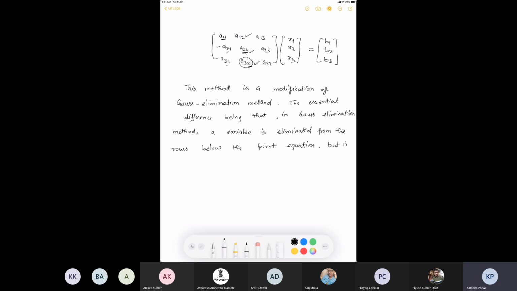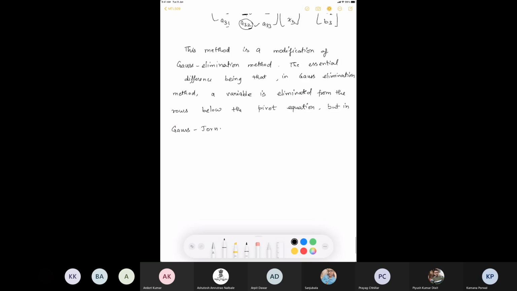But in the Gauss-Jordan method, this variable is eliminated from all the rows other than the pivot equation, so it is eliminated from all other rows. That is, not just the rows below, but also from the rows above.